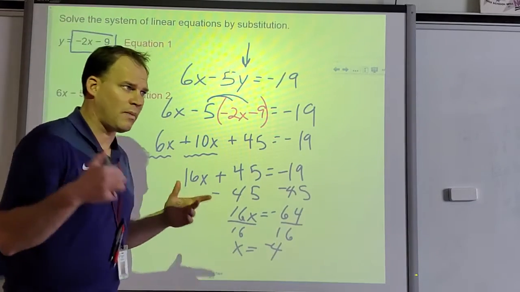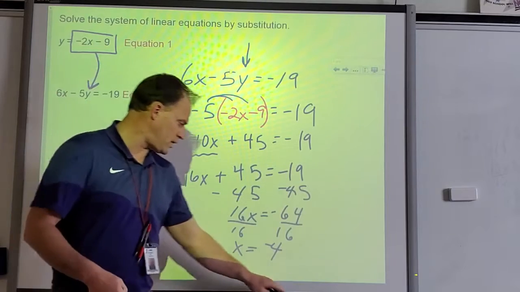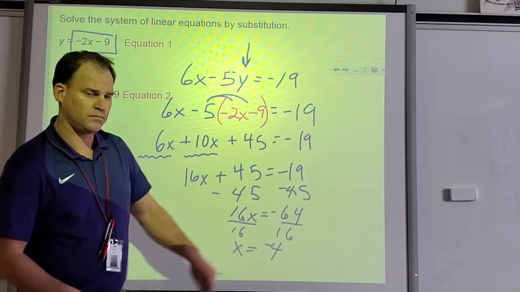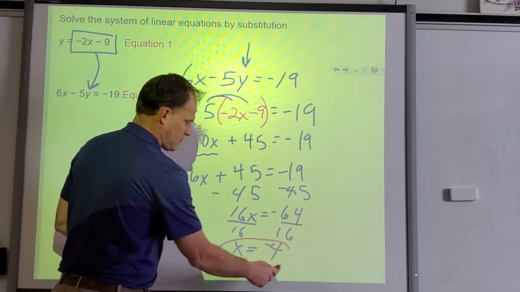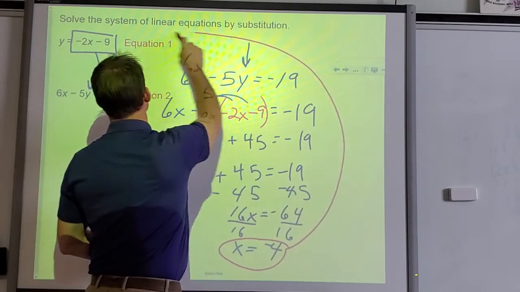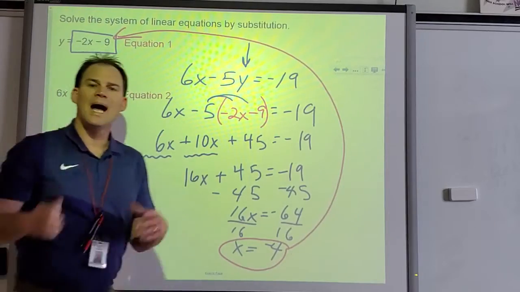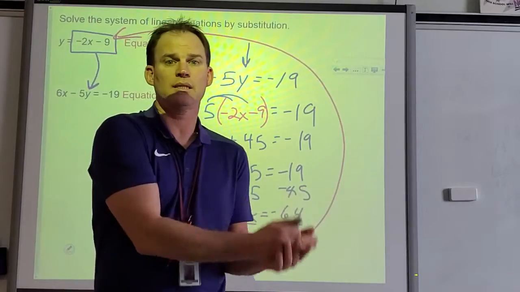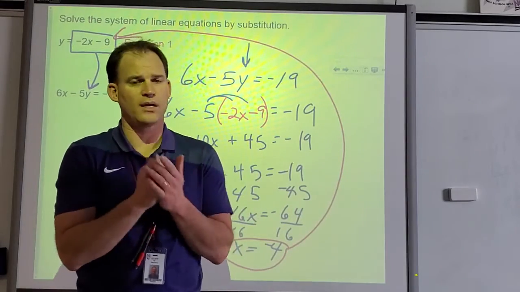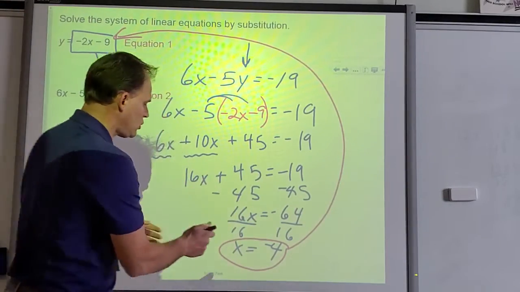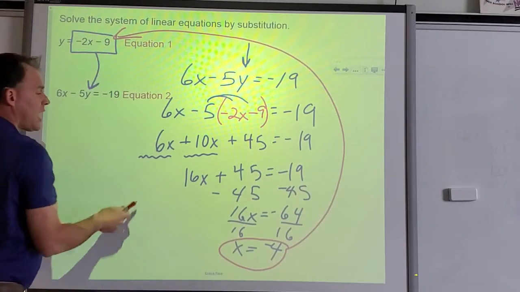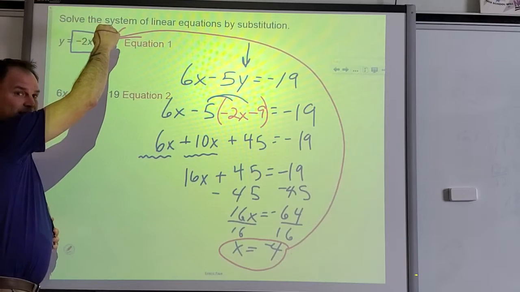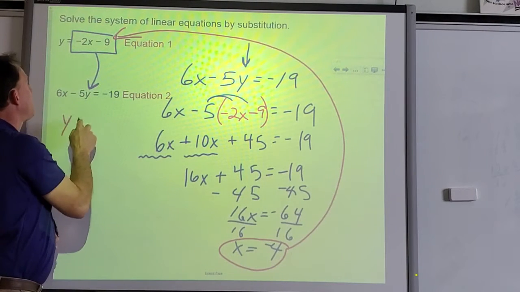Now, I remind you of all that so you remember to do this. This is only half your answer. I need an x and a y. Every time you do one of these problems, you need an x and a y because, like I said, we're trying to find where two lines cross. So, once you find one variable, plug it back in to get the other variable.